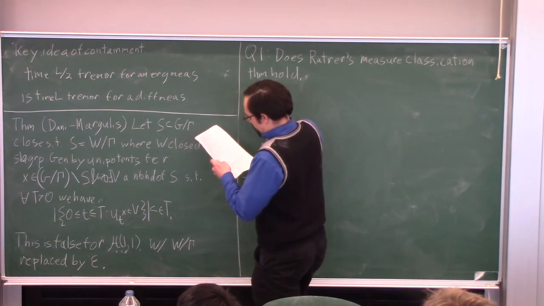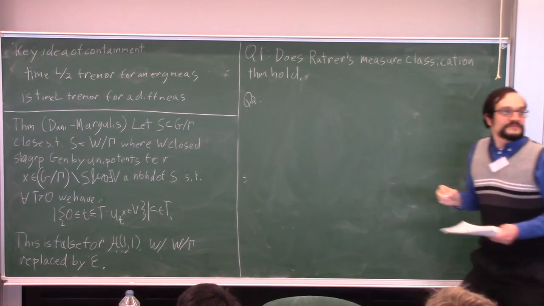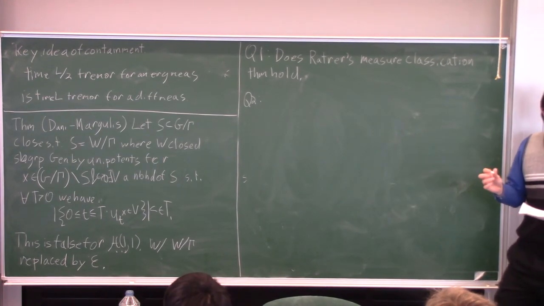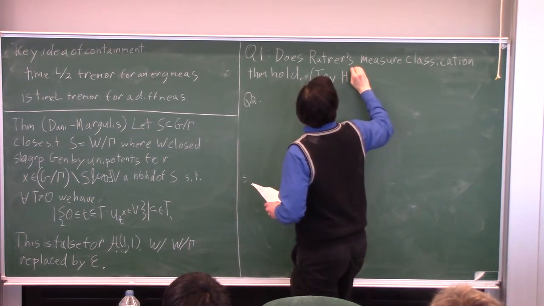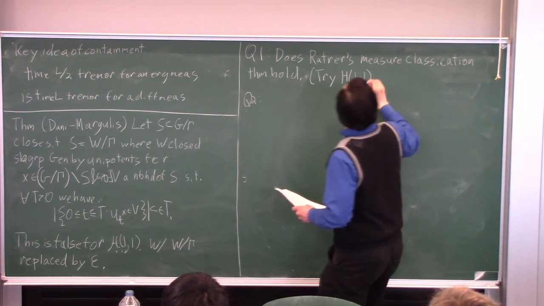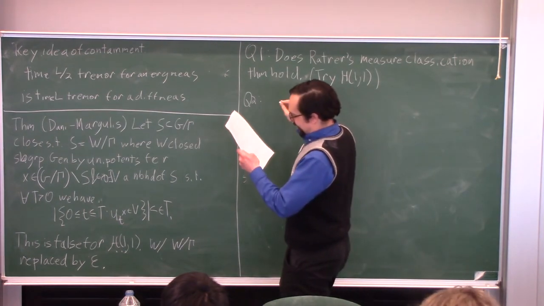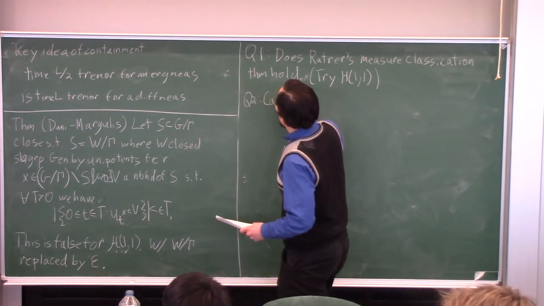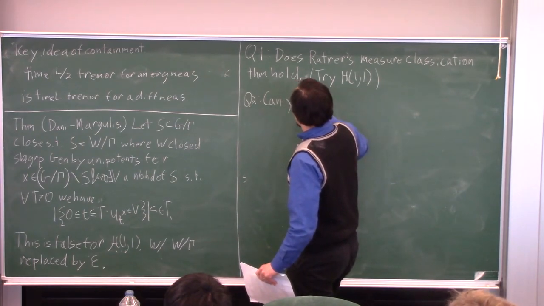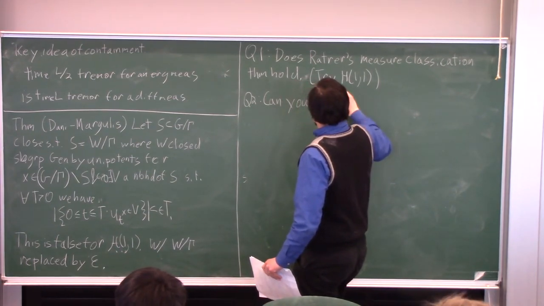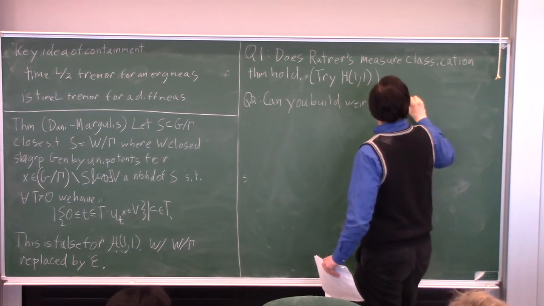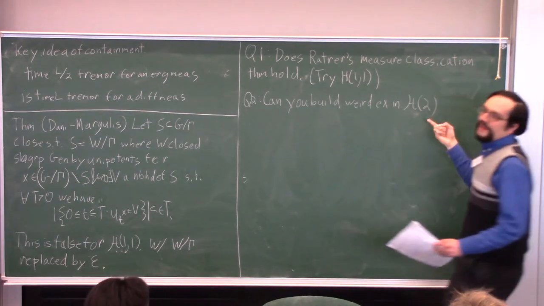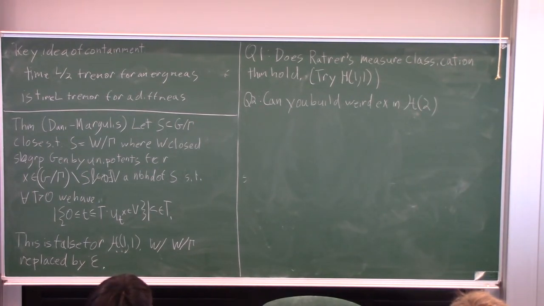So now question two. So are you asking this for H11 or just in general? In general. Yeah, so try H11 first. Try H2 first? Or H2. But then I've got question two, which is, can you build weird examples? I mean, maybe life is much better. Maybe the whole Ratner theory is true in H2. I don't know. We don't have, I think, meaningful counterexamples in this setting.